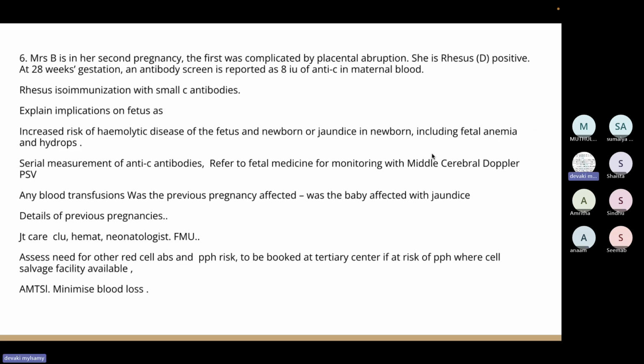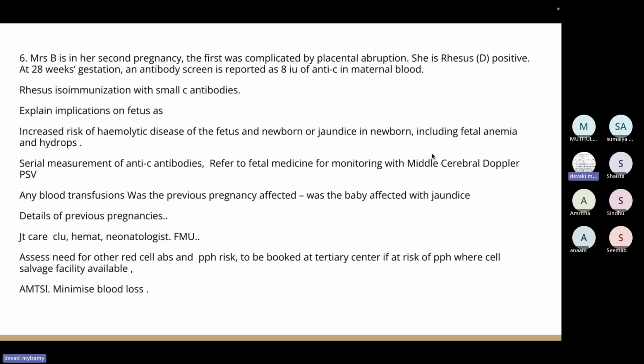And lastly, this is rhesus isoimmunization with small c antibodies. Explain the implication of this condition on the fetus. The baby is at risk of hemolytic jaundice, hemolytic anemia, including fetal anemia or sometimes hydrops. So serial measurement of anti-C antibodies is very important. The anti-C antibodies are 8 international units, the higher level is 7.5. When are we going to refer to the fetal medicine expert?